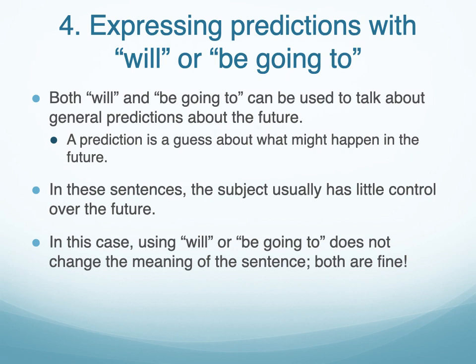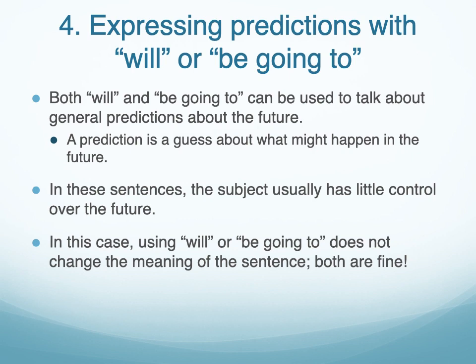And finally, we have a situation in which we can use will or be going to. Both of them are fine. And this situation is expressing predictions. So both will and be going to can be used to talk about general predictions about the future. And a prediction is just a guess about what might happen in the future, just kind of guessing about what could happen later on. And in these sentences, the subject usually has little control over the future. So that's what makes this different from a plan.